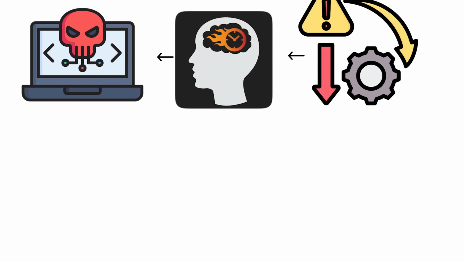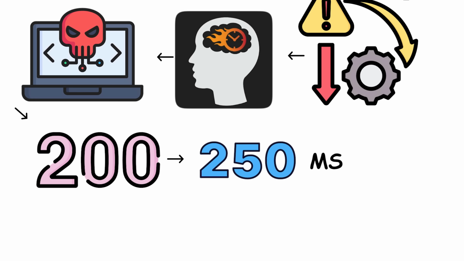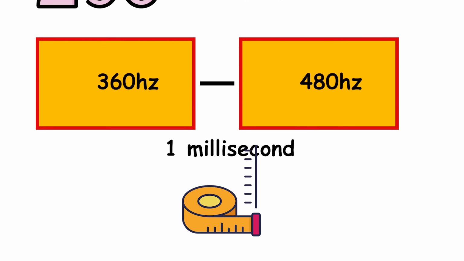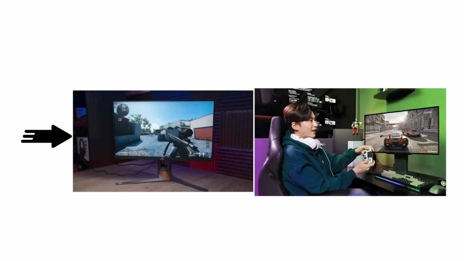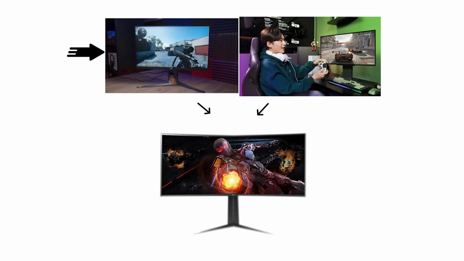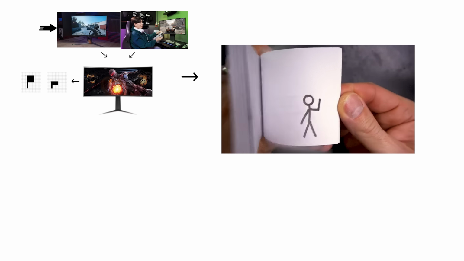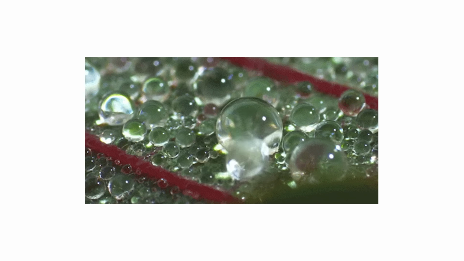For reference, the average human visual response time is around 200 to 250 milliseconds. The difference between 360 and 480 Hz changes the display's delay by less than 1 millisecond. It's measurable, but barely. That said, the perceived smoothness is still real. Rapid motion, like tracking targets in a shooter or spinning the camera, looks cleaner because there are more intermediate frames filling the gaps. It's the same principle as flipping through a flipbook faster. More pages per second means more continuity. You won't see more things happening, but everything appears slightly more cohesive.